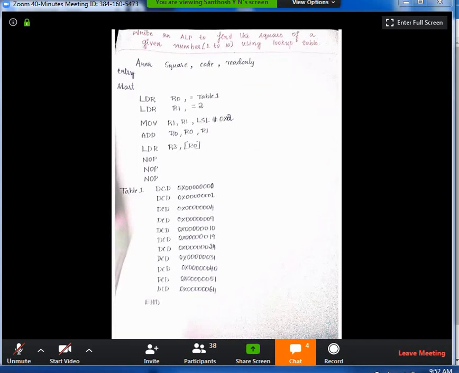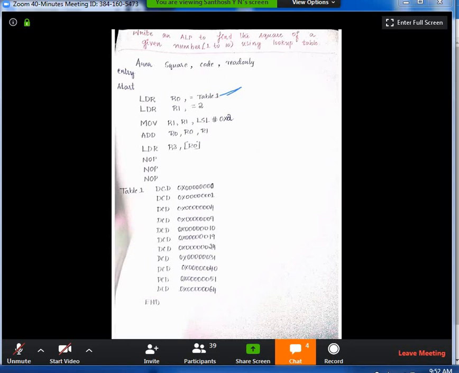Okay, what is the first line? LDR R0, =table1. So what does it mean? You are loading the starting address of the table into R0. Okay. Remember properly, or you can write a comment for each and every line. So for the first line, you are loading the starting address of table1 into R0.